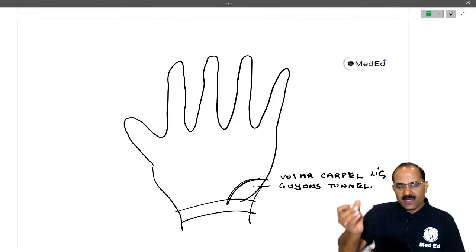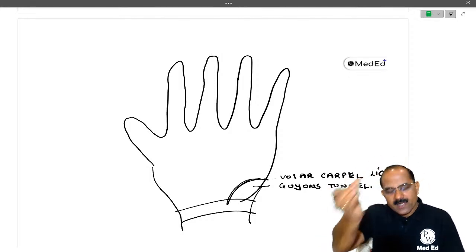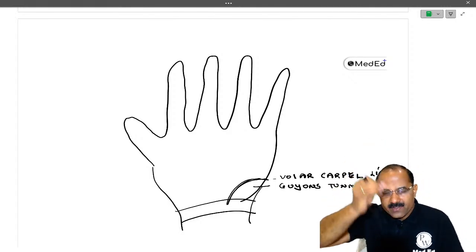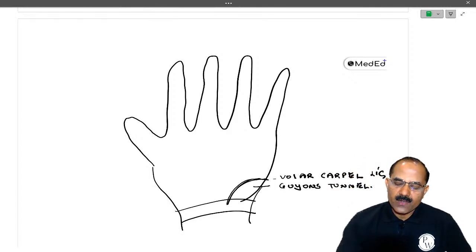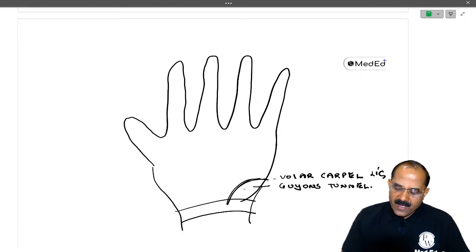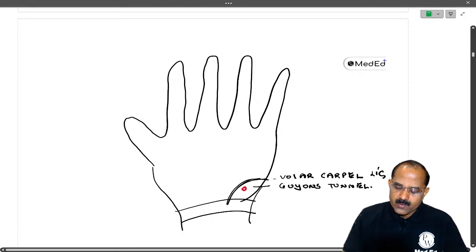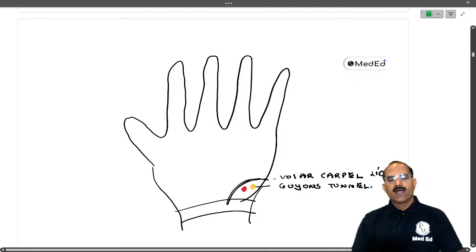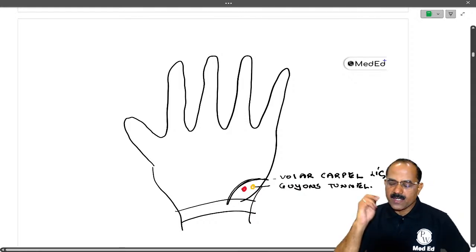जो flexor retinaculum है उसका extension is known as volar carpal ligament. बीच में tunnel है, Guyon's tunnel. And what passes through the Guyon's tunnel? Excellent, Dr. Shri. Yes, very good, Dr. Nitin. एक है ulnar nerve और दूसरा है ulnar artery. Ulnar nerve and ulnar artery pass through the Guyon's tunnel.